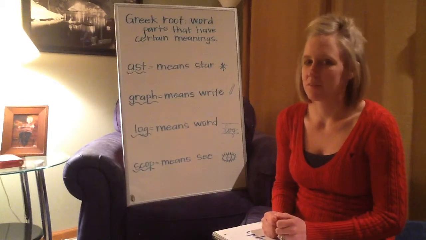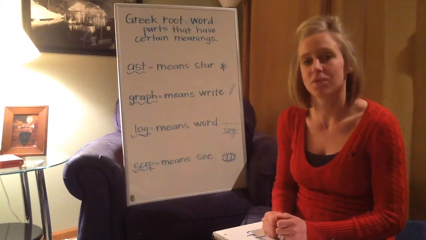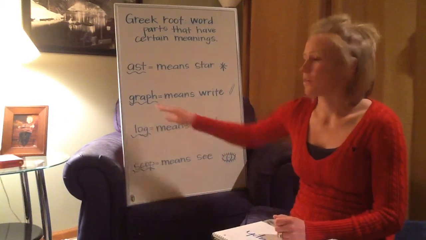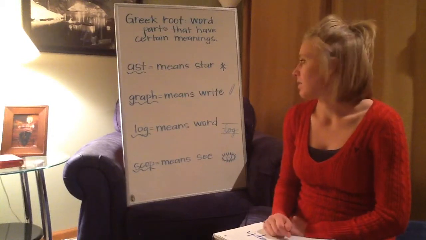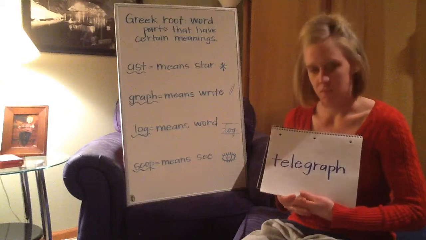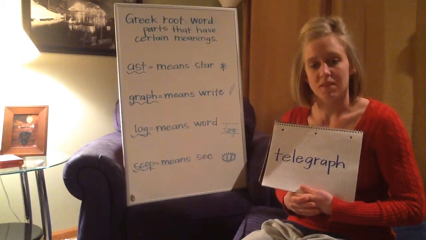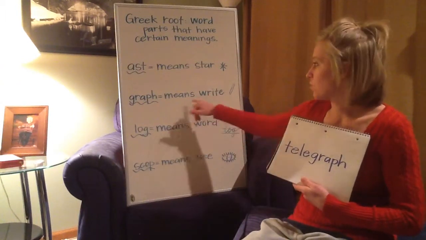Welcome back. I'm sure that you've come up with some pretty good words with the Greek root AST. Our next Greek root that we're going to talk about is graph, G-R-A-P-H. Graph means write. So if, for example, I have the word telegraph, a telegraph is a machine that sends written messages over long distances. Written messages, which means write.